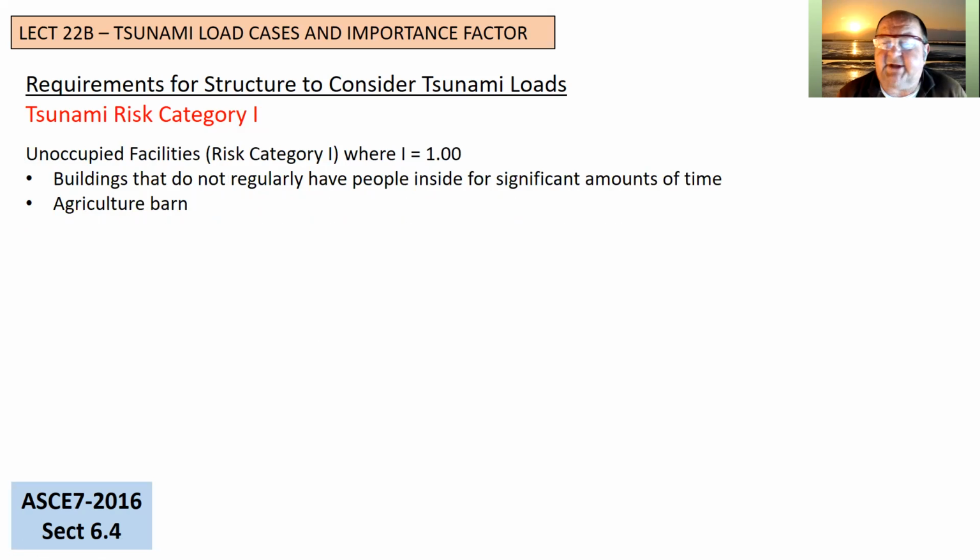Then tsunami risk category 1 is essentially what's known as unoccupied facilities. These are structures that really don't have human occupants, at least not on a rather permanent basis. Think of agricultural barns, storage facilities, places where people are maybe in and out, but don't spend significant amounts of time.